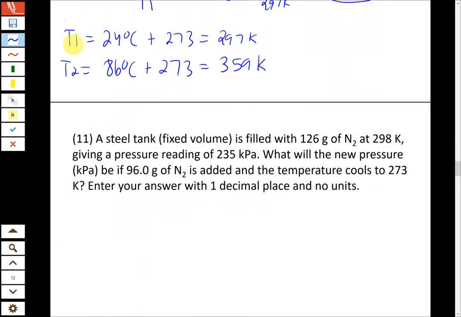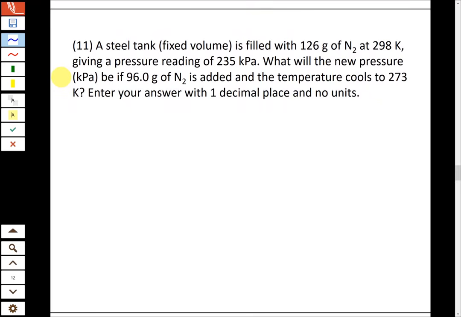Okay. So for number 11, then we have another gas law problem that's just a little bit more complicated. So we have a steel tank, which means it has a fixed volume. So volume is constant. It's filled with 126 grams of nitrogen at 298 Kelvin and has a pressure of 235 kilopascals. What will the new pressure be if we add 96 grams of nitrogen and the temperature cools to 273? All right, and we want the answer in kilopascals.